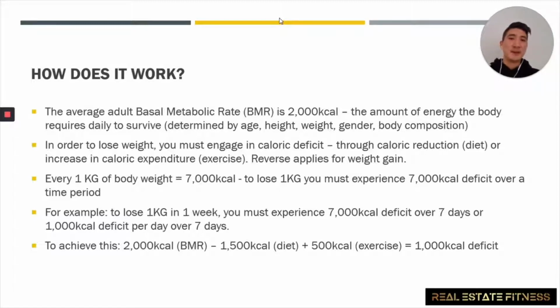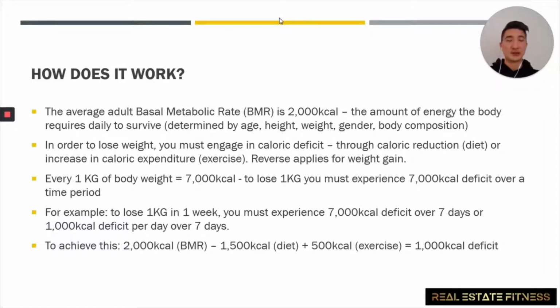This is based on an average adult, and it's determined usually by age, height, weight, gender, and body composition. Which means that an average adult needs to consume 2,000 calories every single day in order to survive. So in order for you to lose weight, you have to engage in caloric deficit, which means you have to consume less than 2,000 calories per day.